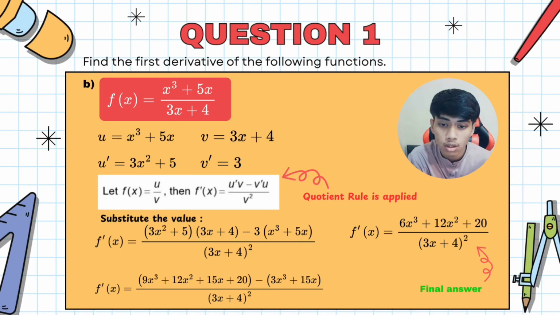After we recognize all of this, we can substitute the values into the formula. It will be f prime x equals (3x squared plus 5)(3x plus 4) minus 3(x cubed plus 5x) over (3x plus 4) squared. And then after simplifying the numerator, the final answer will be f prime x equals 6x cubed plus 12x squared plus 20 over (3x plus 4) squared. That completes the differentiation for both questions.